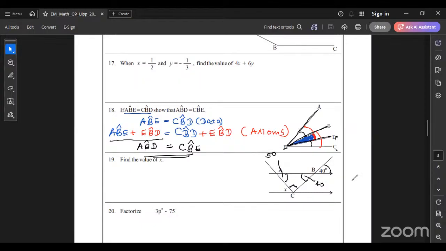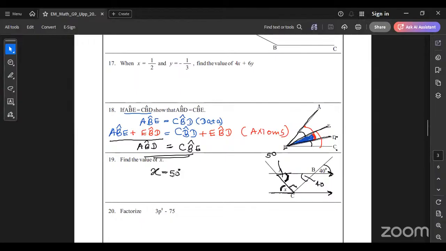If the lines are parallel, you can see it. So if you found 50 degrees here, X should be 50 because of the alternate angle pair. Understood? X equals 50 degrees.